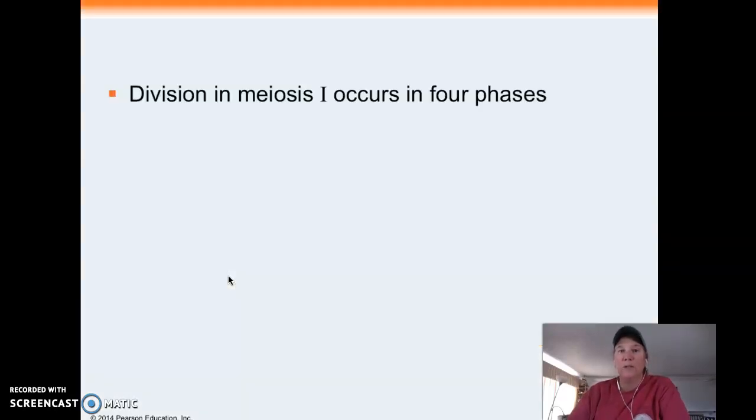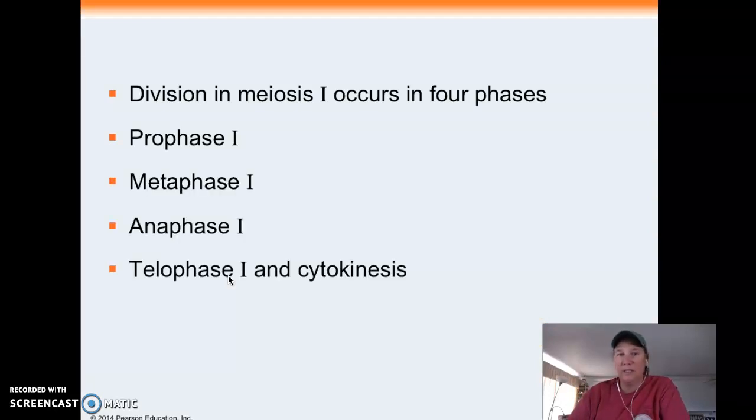Okay. So the division in meiosis 1 is 4 phases, and we just said that. The same as mitosis, but because there's two of them, it's 1, 2. So for meiosis 1: prophase, metaphase, anaphase, telophase. And then remember, cytokinesis is the cytoplasm and all the organelles dividing up.